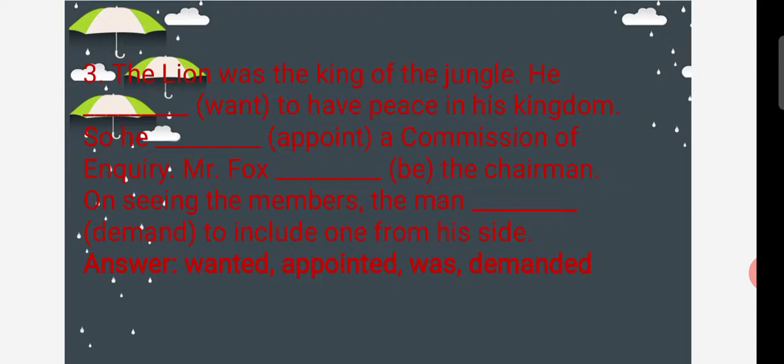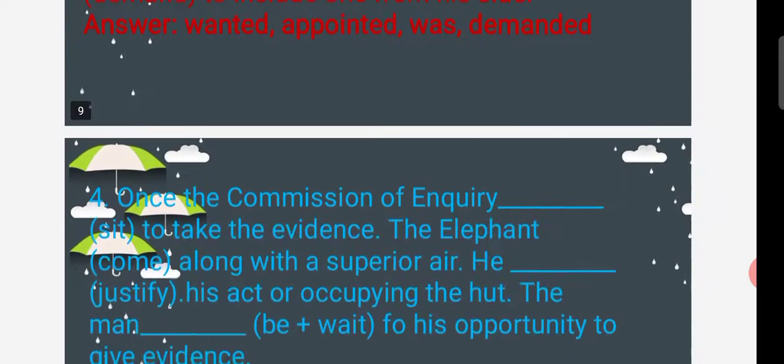The lion was the king of the jungle. He wanted to have peace in his kingdom. So he appointed a commission of inquiry. Mr. Fox was the chairman. On seeing the members, the man demanded to include one from his side. Move on to the next question.